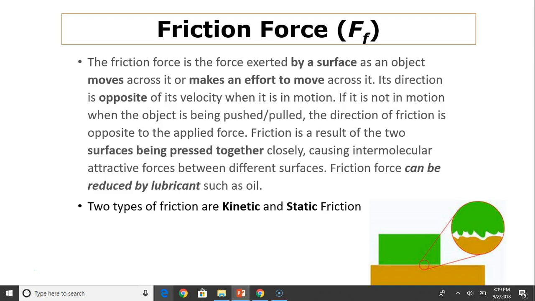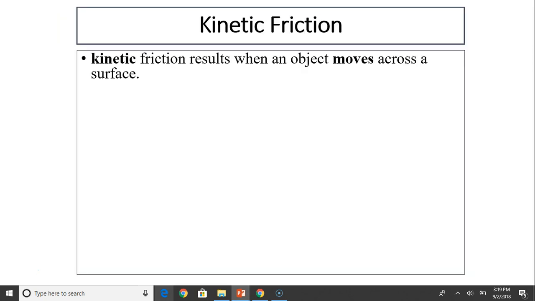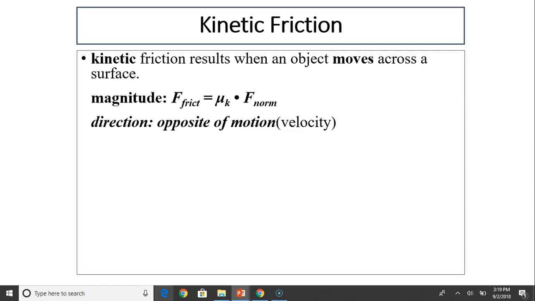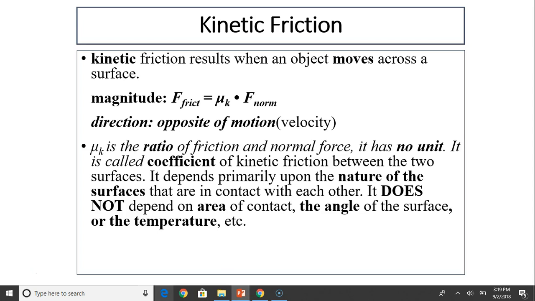There are two types of friction, kinetic and static. Kinetic friction results when an object moves across a surface. Its magnitude equals mu k times F normal. Its direction is opposite of motion, that means opposite of its velocity. F normal is the size of the normal force. Mu k is a ratio of friction and the normal force. It has no unit. It is called the coefficient of kinetic friction between the two surfaces. We can go to the reference table to find its value.